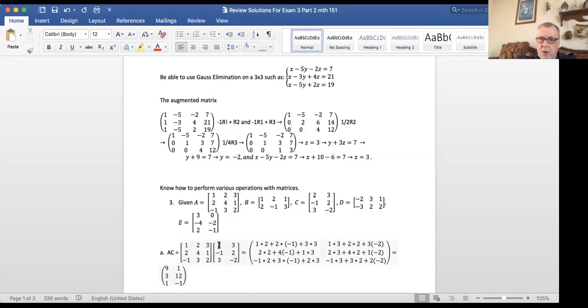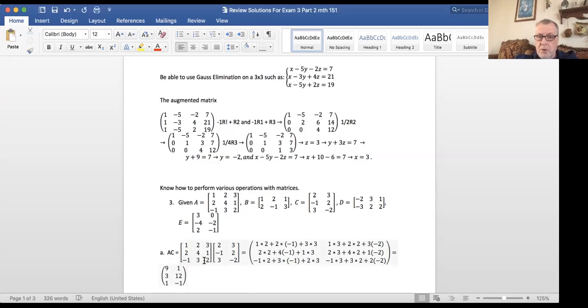Then we take second row, second column: 2 times 3, 4 times 2, and 1 times -2. Add it up, multiply it out, add it up, we get 12. And then finally, the last row, same idea.